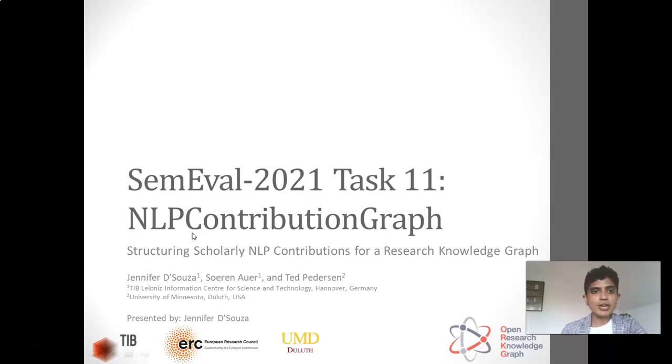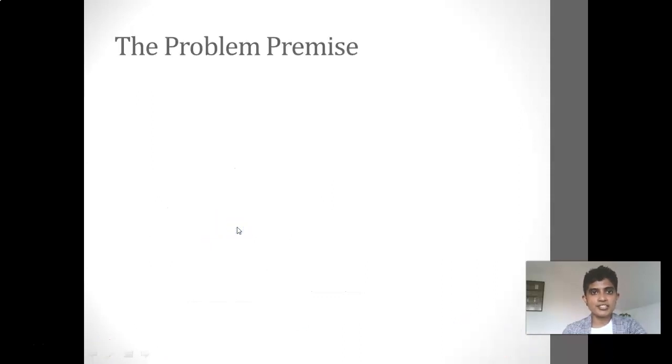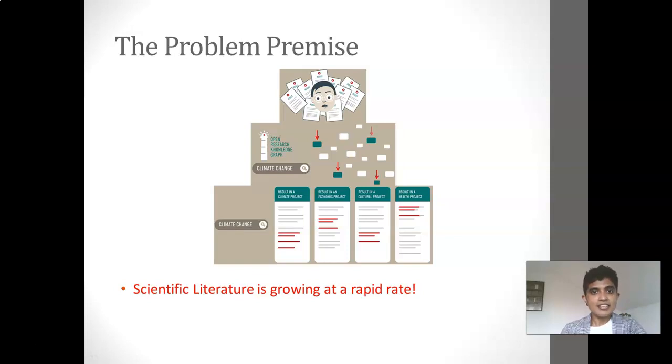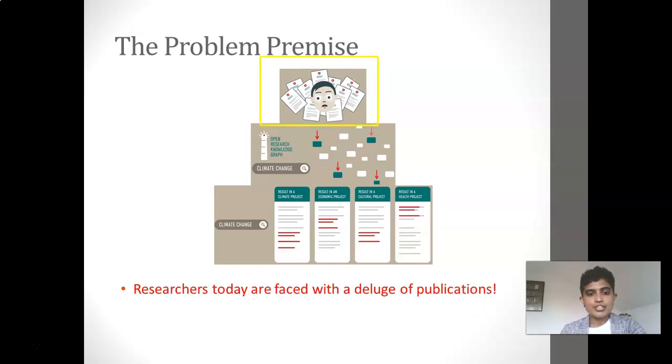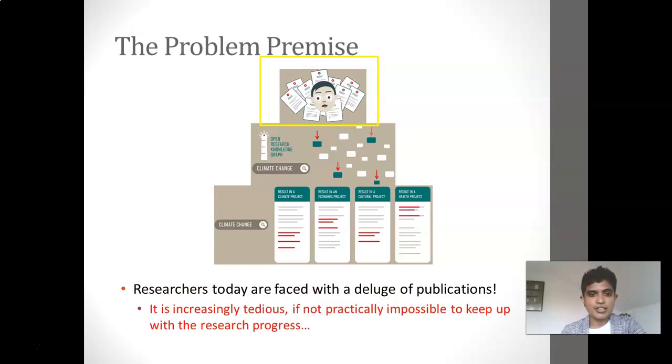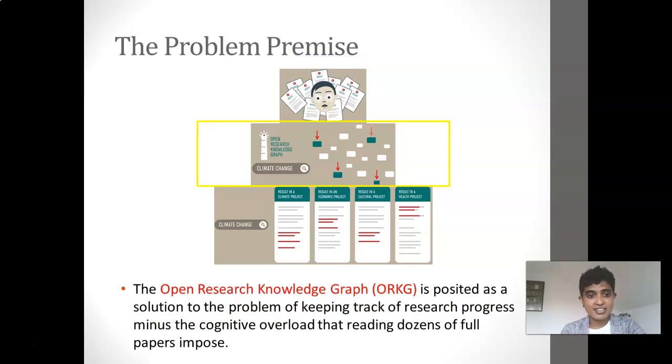So let me begin right away with the problem premise that motivated our shared task. Scientific literature is growing at a rapid rate. Approximately 2.5 million new papers are published each year. So researchers today are faced with a deluge of publications. It is increasingly tedious, if not practically impossible, to keep up with the research progress.